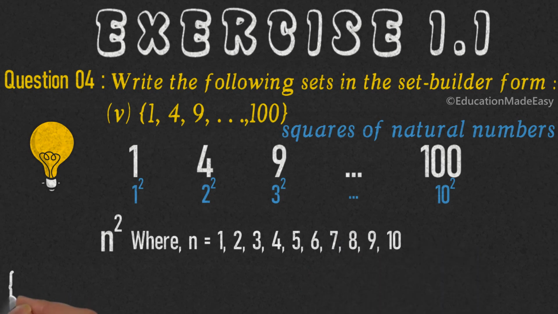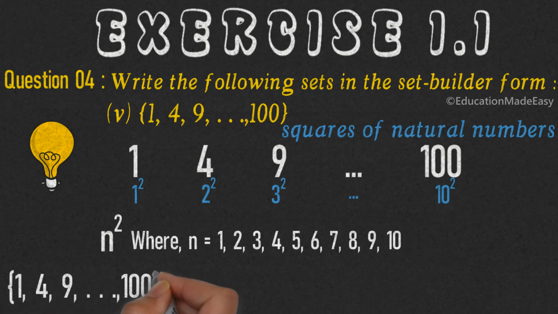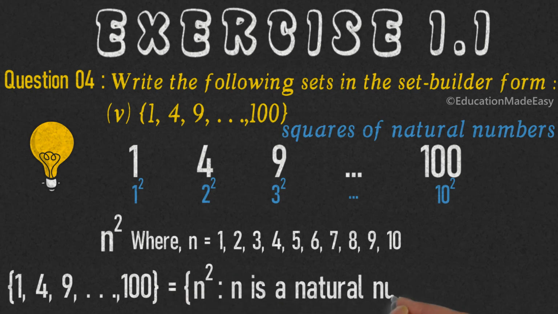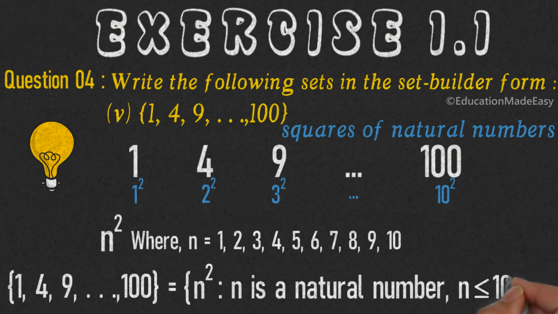Therefore, we can write set of 1, 4, 9, etc. up to 100 is equal to set of n square, such that n is a natural number and n is less than or equal to 10.